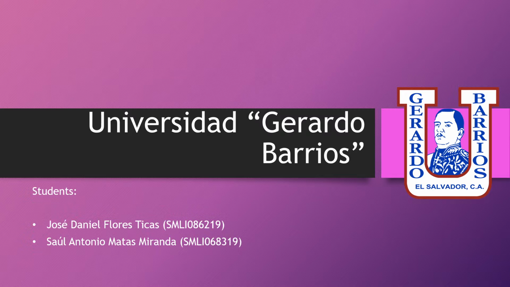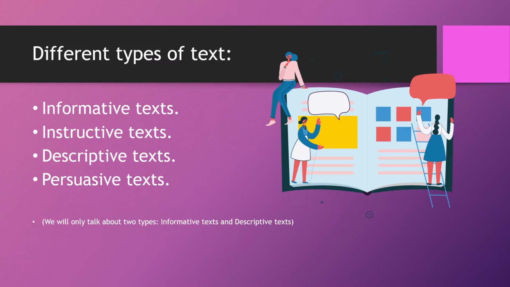My name is Ticas and today, with my partner Saul Antonio, we will talk about the different types of text. Are you ready? Let's start. Well, you can see on the screen the different types of text, and these are the informative, instructive, descriptive, and persuasive text. Today, we will talk about definitions and some examples in which that type of text are used.